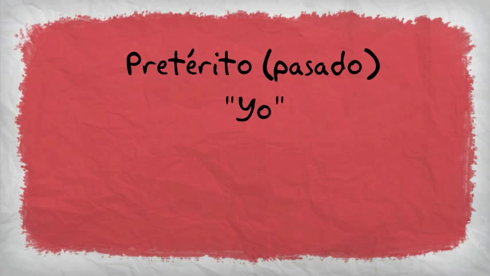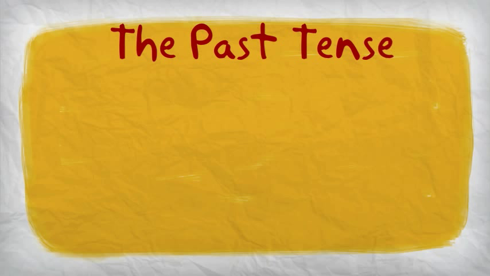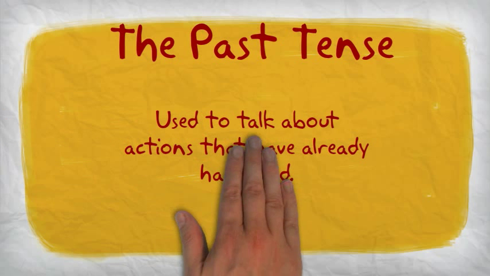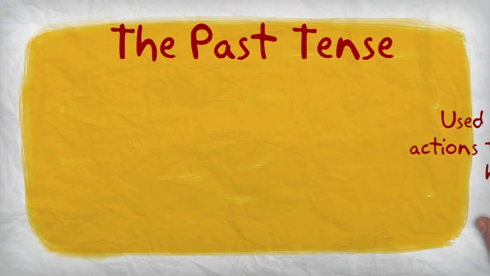Hola, in this video we will talk about the tense el pretérito pasado for the yo form. El pretérito is one of the past tenses in Spanish. The past tense is used to talk about actions that have already happened.